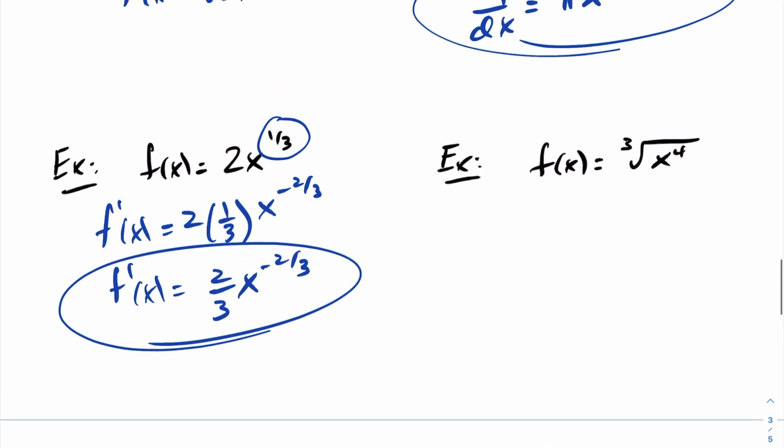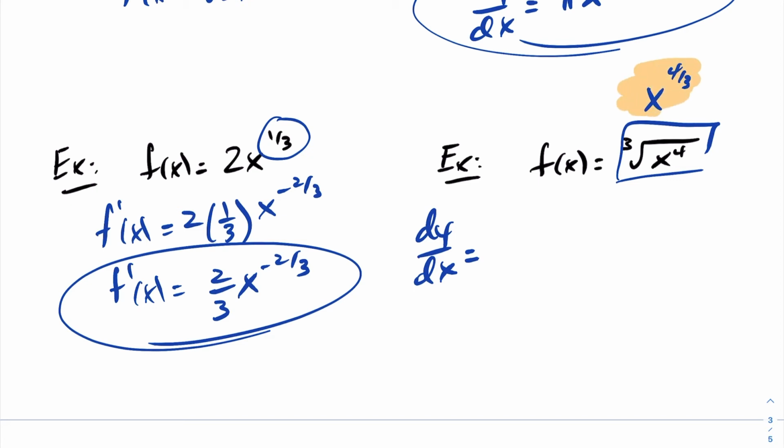Likewise, sometimes you'll get a question where it's not really written in exponential form. So if I want to find dy/dx here, I'd like to actually express this first in exponential form. So I'm going to rewrite this in exponential form, in which case this will be x to the power of 4/3. And if you need a refresher on exponential form and radicals, I'll link a video in the top right hand corner. You can check it out if you need to take a look at that.